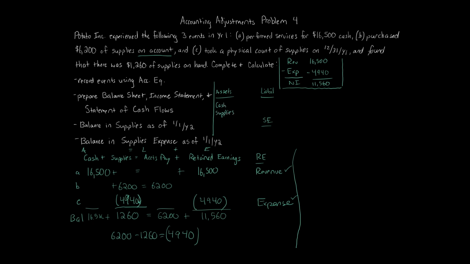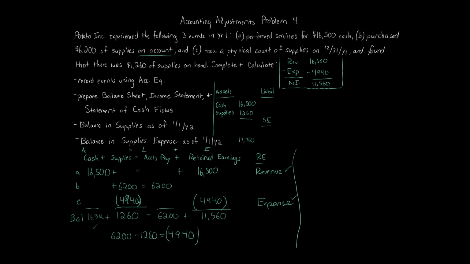The cash amount, we just look at the balance, $16,500. Supplies, we look at the balance at the end. It actually told us $1,260. Add those together, only assets, we get total assets of $17,760.